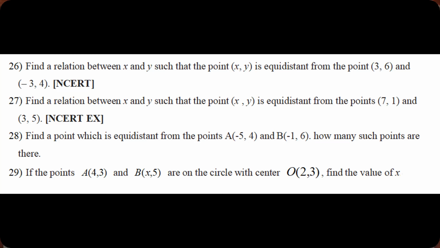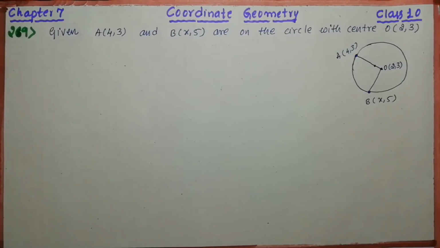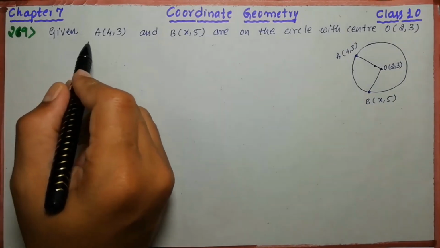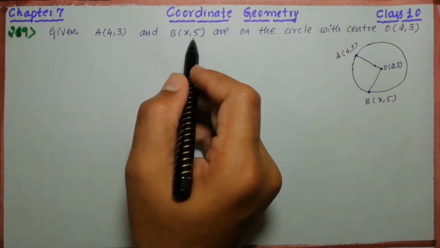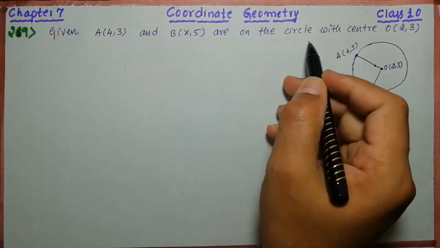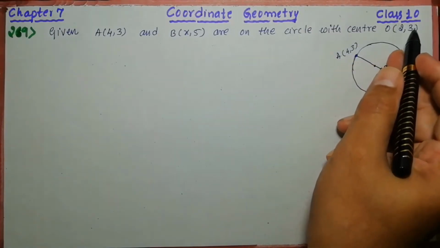If the points A of 4 comma 3 and B of x comma 5 are on the circle with the center O of 2 comma 3, find the value of x. Okay, so now look at the solution. It's a very important thing you need to understand here. It is actually related to equidistance. Given A of 4 comma 3 and B of x comma 5 are on the circle with the center O of 2 comma 3.